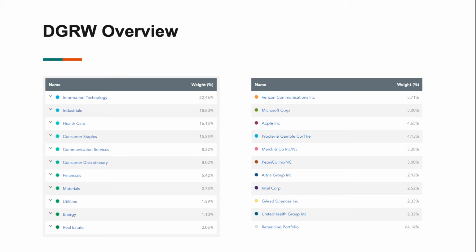For DGRW, we can see again a very high focus on information technology, industrials, and healthcare, and in first place consumer staples. If we look again at the top 10 holdings, we find a lot of technology plays here, as well as industrials and healthcare. But there's definitely a change from what we saw in the other ETFs.